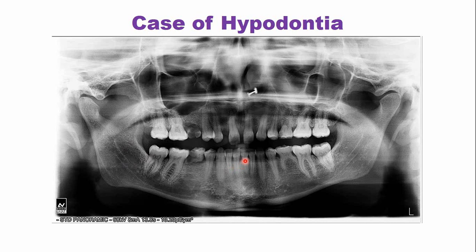Now, on the left side, central incisor, lateral incisor, canine. This is the first premolar. This is the deciduous second molar, which is retained. You can see the morphology of the root and the crown. The mandibular second premolar is missing from the dental arch. First permanent molar, second permanent molar, and the third molar is also missing. So this is a classical case of hypodontia. It's more specifically oligodontia because six or more teeth are missing from the dental arch.